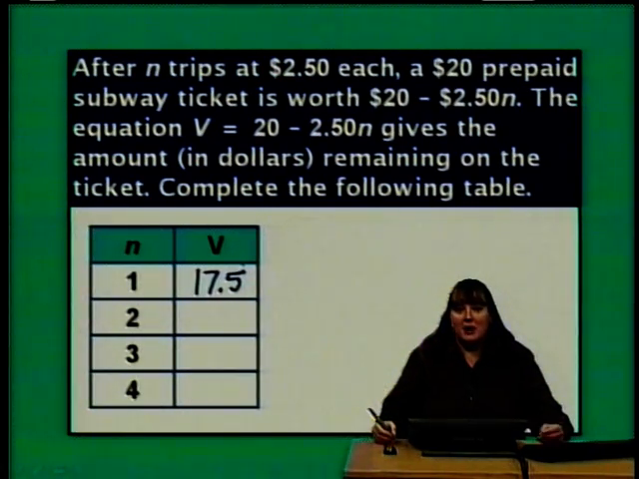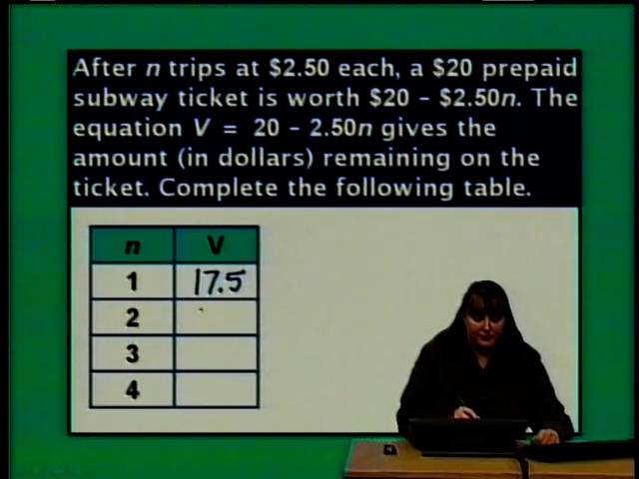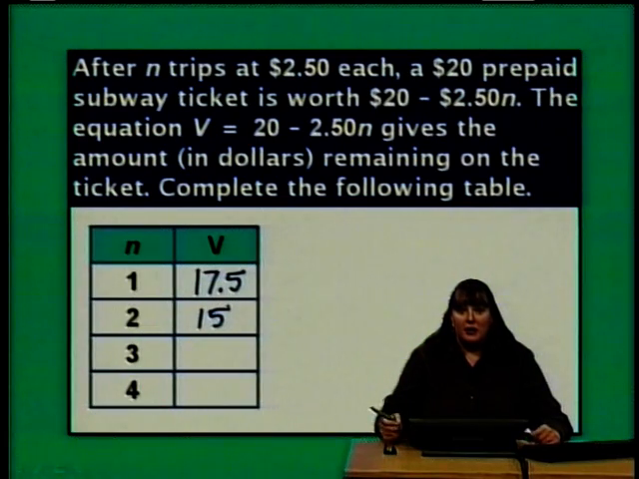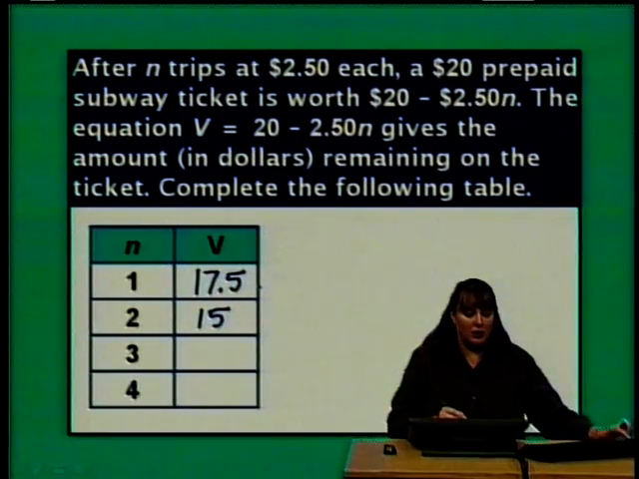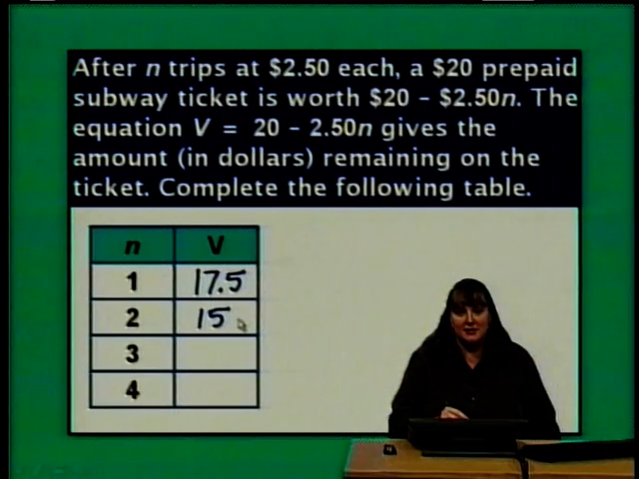If n is 2, I've made 2 trips at $2.50 each. 2 times 2.50 is $5. 20 minus $5 is $15. Each of the trips on the subway cost $2.50. The value of the ticket, if we look in our column v, is decreasing by $2.50 each time we take a trip on the subway.